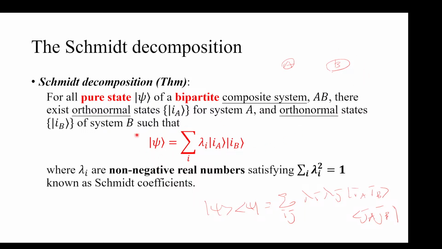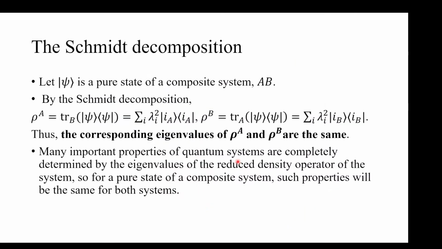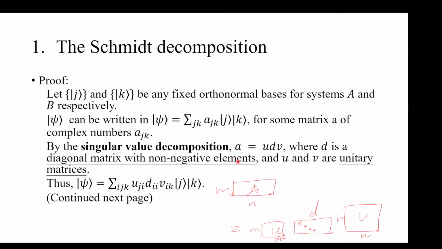That is, we can write psi in this Schmidt decomposition: a summation over just one i, lambda_i, |i_A> and |i_B>. Here |i_A> is a basis for system A, and |i_B> is a basis for system B. So it's like a summation over different weights, and those lambda_i are non-negative real numbers whose squares sum to 1. It's like a summation of |0,0>, |1,1>, |2,2>, etc.